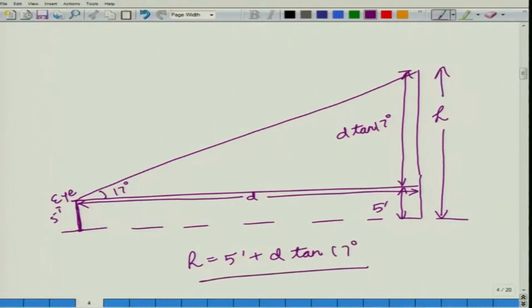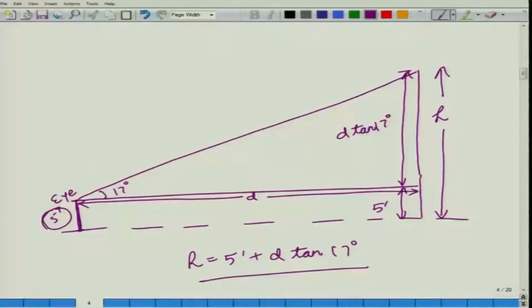Now, this height of 5 feet varies with every observer, but every observer can figure out what his eye level is as compared to the ground. So, this value is known to the observer and he can very easily calculate this angle of 17 degrees. So, he can calculate the height of the tree just by using this small device.